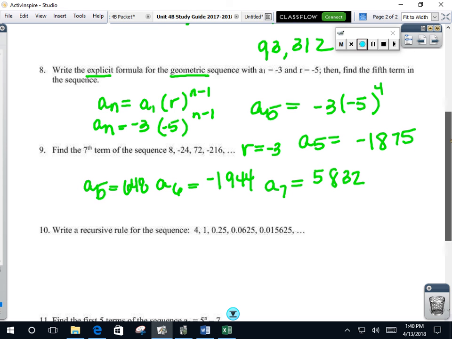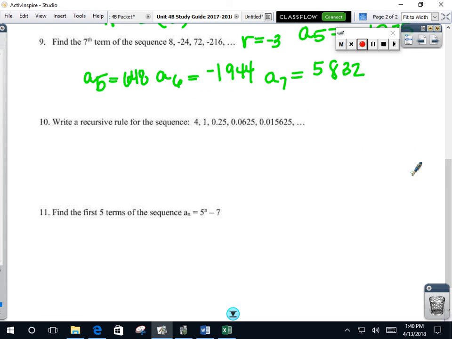5,832. All right, number 10. Write a recursive rule, so this time recursive, which is that a sub n equals a sub n minus 1 times the r. So all you have to figure out is the r. How do you get from 4 to 1 and then 1 to 0.25? Right. Isn't it like dividing by 4 every time? But since we're not dividing with geometric sequences, how do you turn dividing by 4 into multiplication? Flip it. You multiply by the reciprocal, which would be 1 over 4.